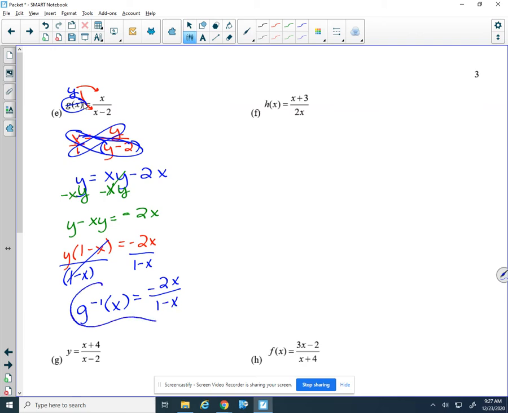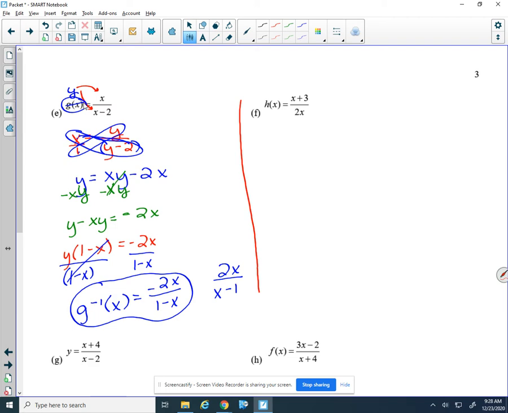Now, kind of similar to some of our rational expression problems from last unit, depending on how you move the terms, you could have the negative sign in the denominator, which would give you 2x over x minus 1. So that's just having the negative on the other side. Either of those answers is correct. On answer keys, you're going to see both of them. I'm just going to leave both of those up here.